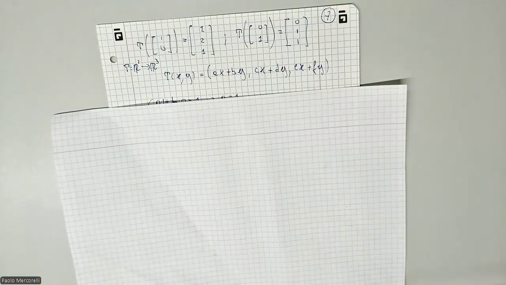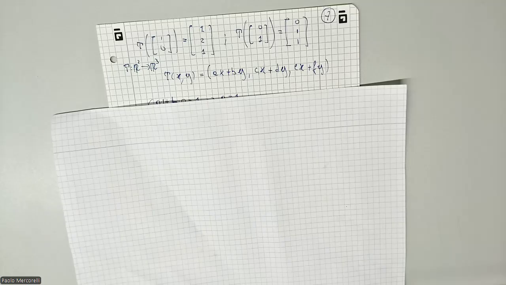You know? Build mathematically the transformation T, and then calculate the kernel, and discuss the injectivity. The data is here. The transformation of (1,0): (1,0) is mapped into (1,2,1), and (0,1) is mapped into (0,1,1). It's a transformation from R^2 to R^3.